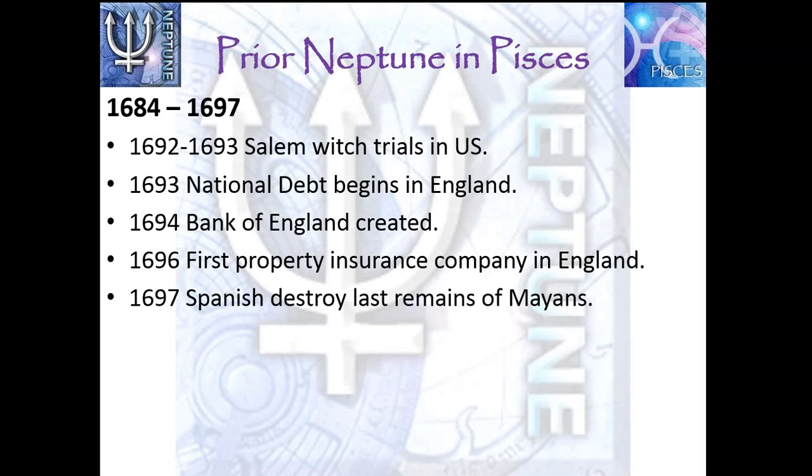And I also just thought it was interesting to include these other tidbits. We created property insurance with Neptune in Pisces, and we had the Spanish destroy the last remains of the Mayans and their worshiping and their spiritual practices down in Central America.